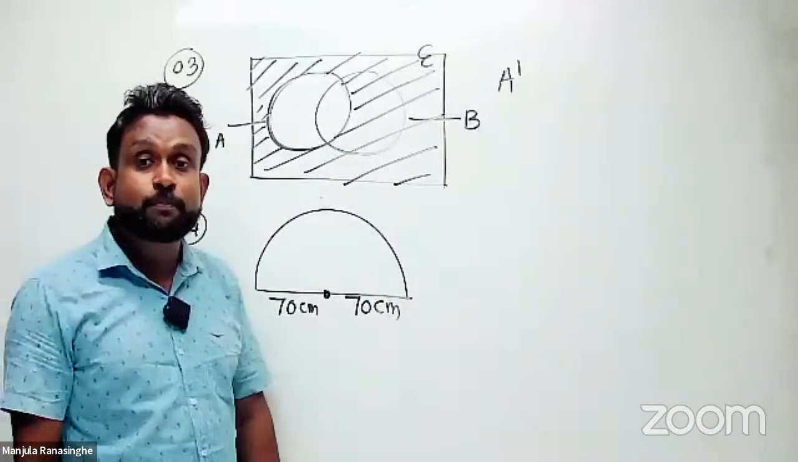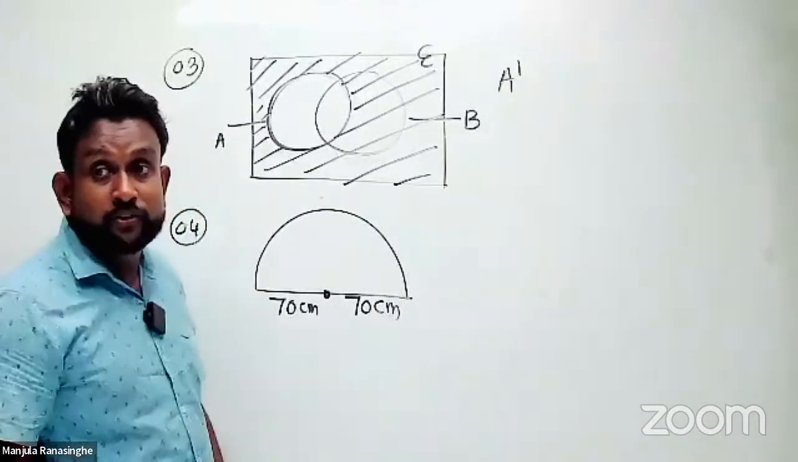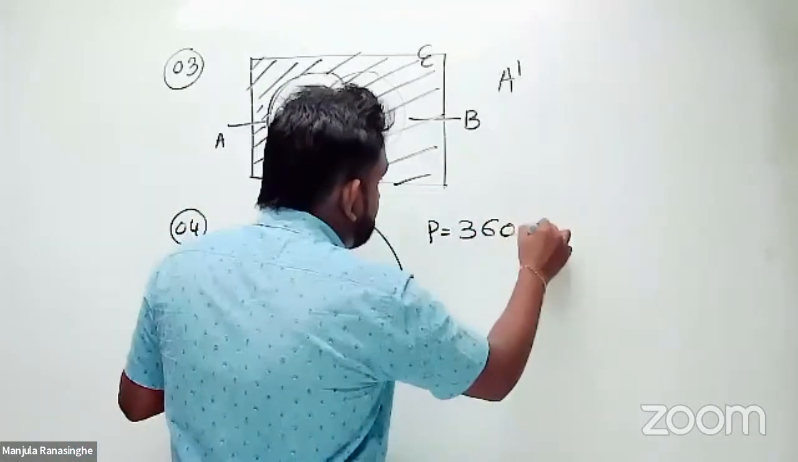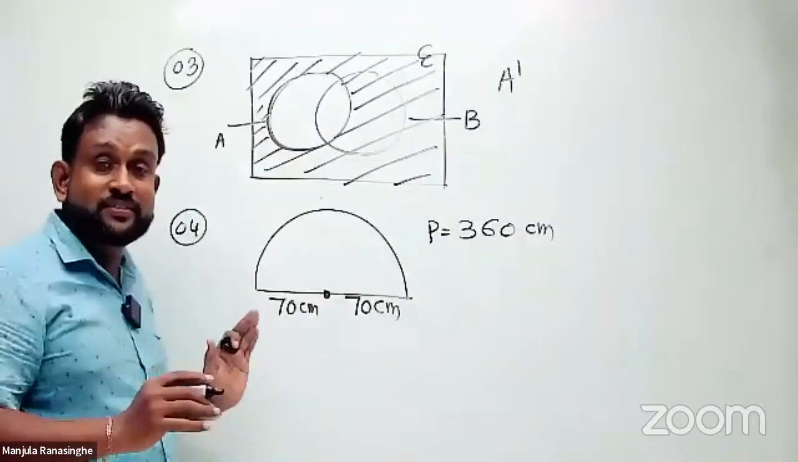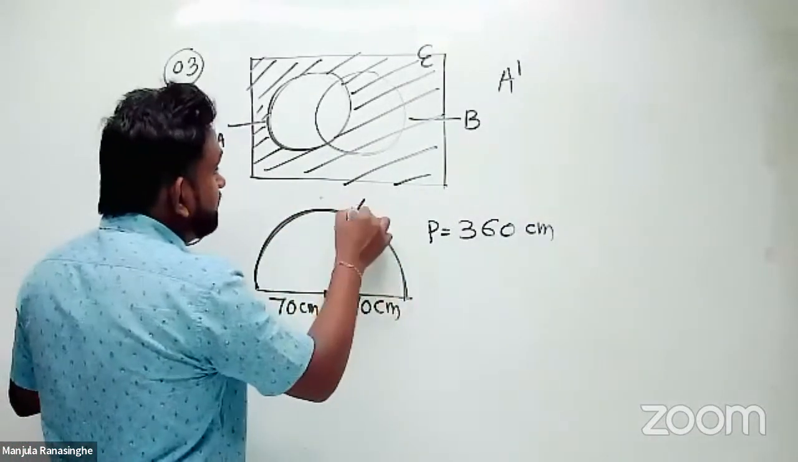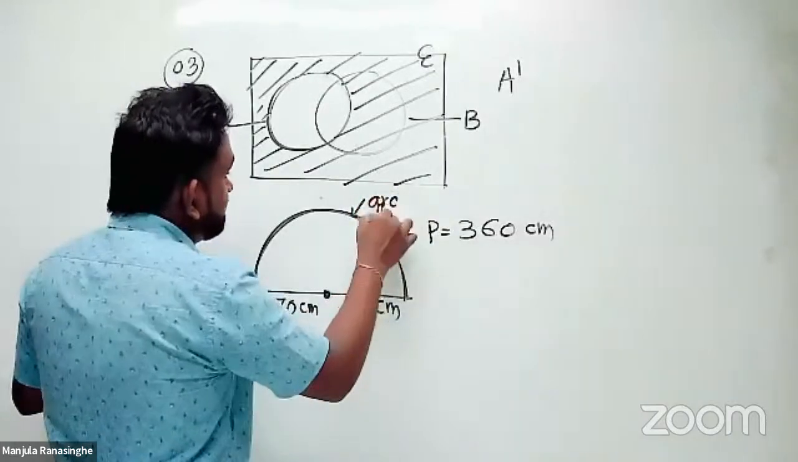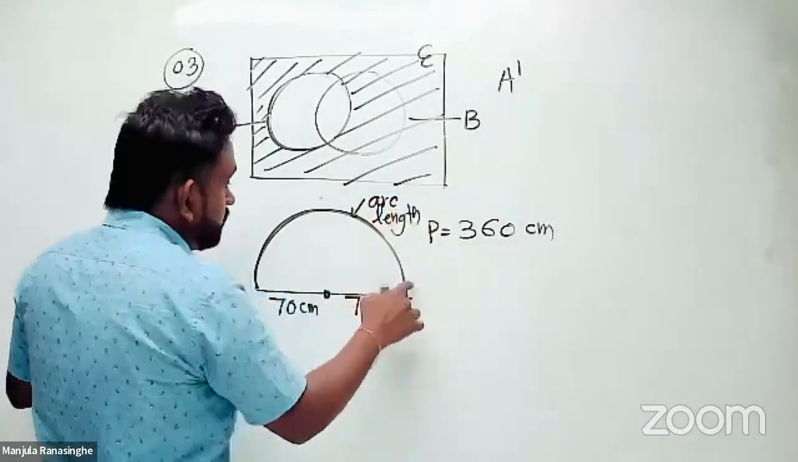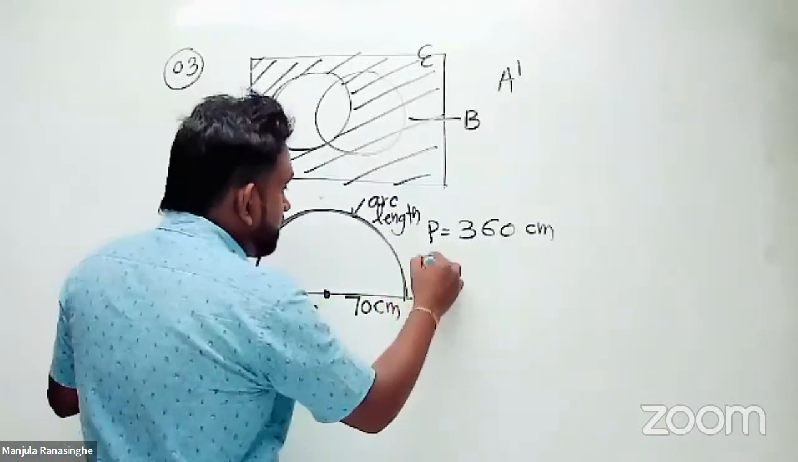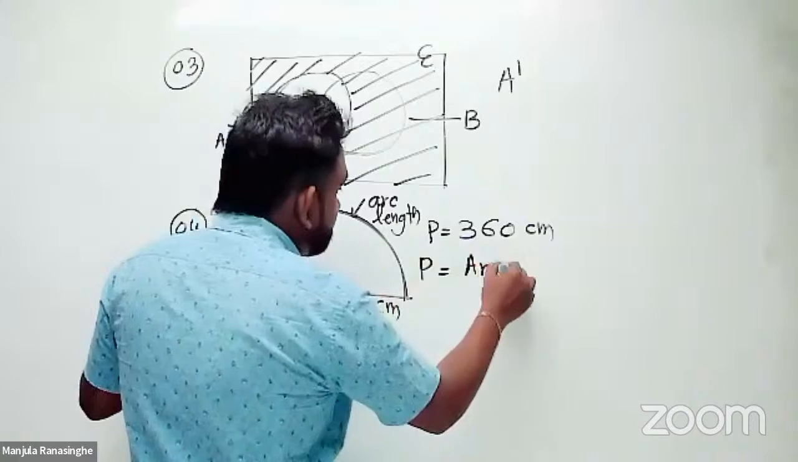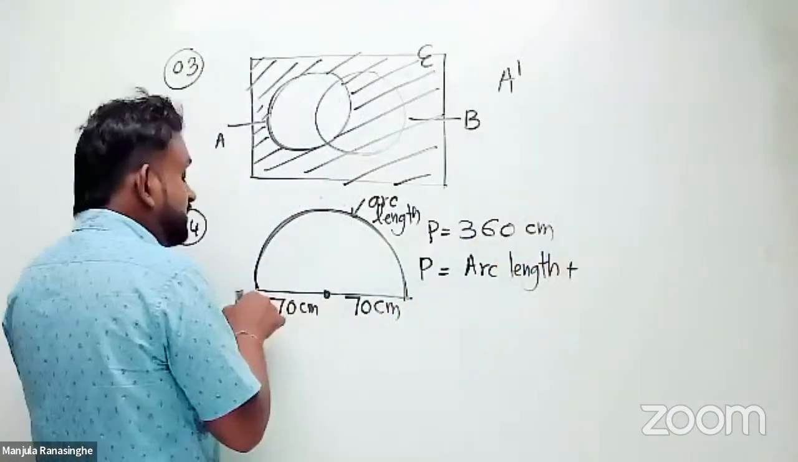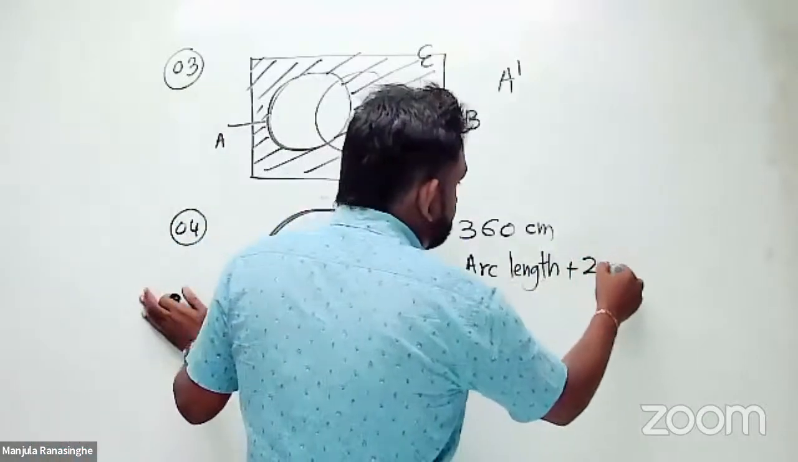They are saying that the perimeter is given as 360 centimeter. So perimeter consists of what? The arc length plus, this is the arc length, right? Arc length plus the two radius. Two radius means the diameter here. Now you can write perimeter equal arc length plus two radius. Two radius means this 70 into 2.